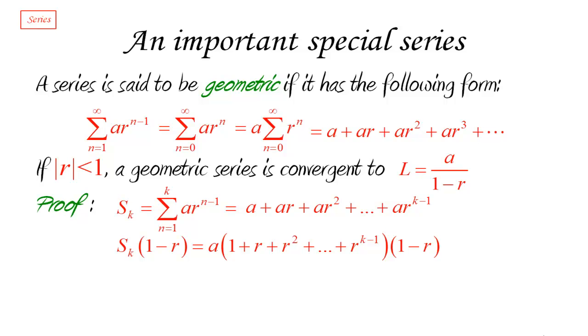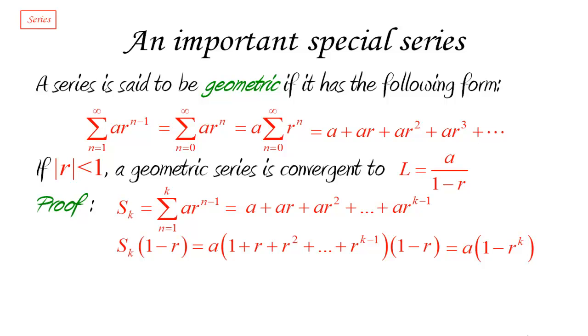Now try expanding that product on the right hand side. You end up with 1 times 1, and then 1 times negative r, which gives me negative r. And then I do r times 1, that gives me a positive r, which cancels the negative r. And then minus r squared. And then the next one is going to be plus r squared, which cancels the minus r squared, and so on. Therefore, all the products are going to cancel except for the first and the last one. And therefore, this expression ends up being just a times 1 minus r to the power k.